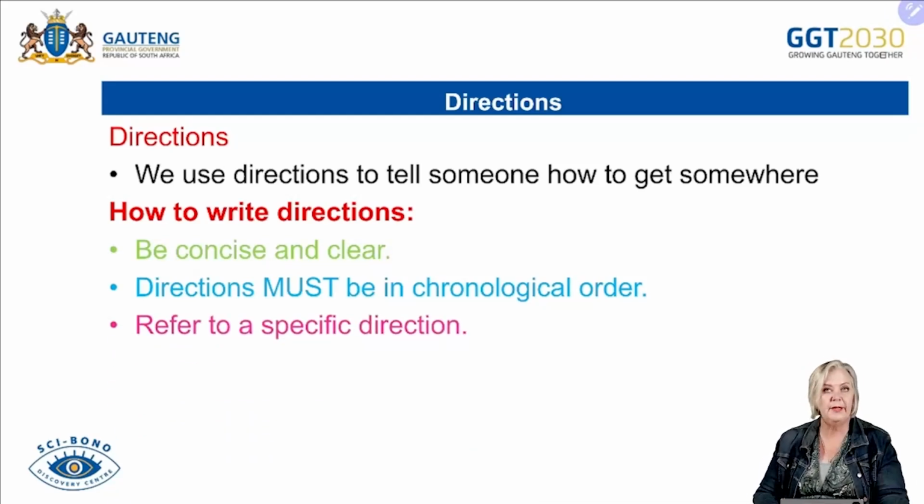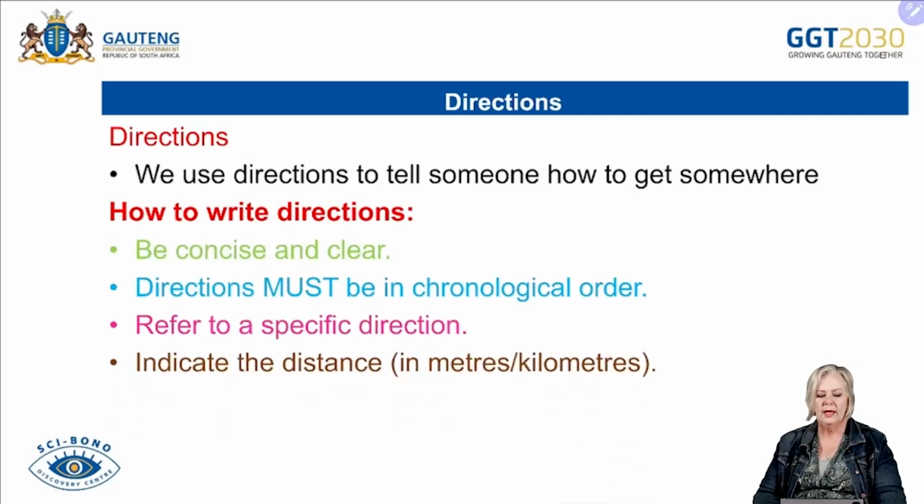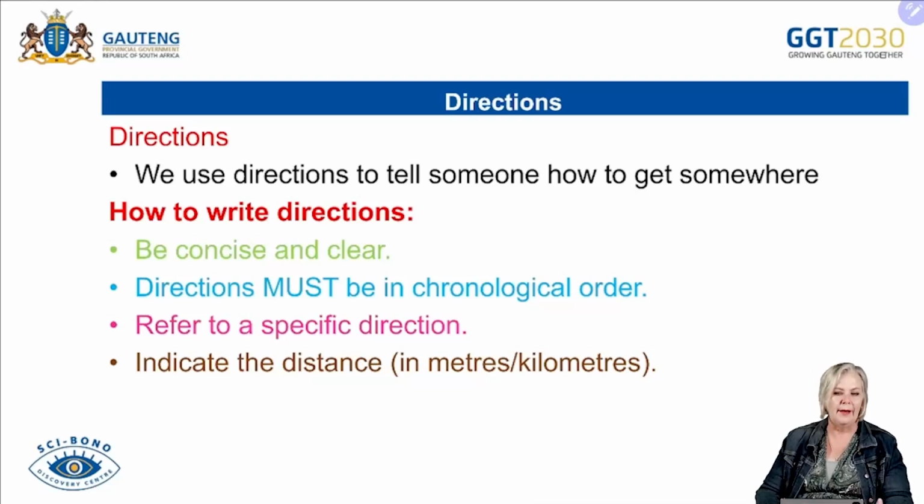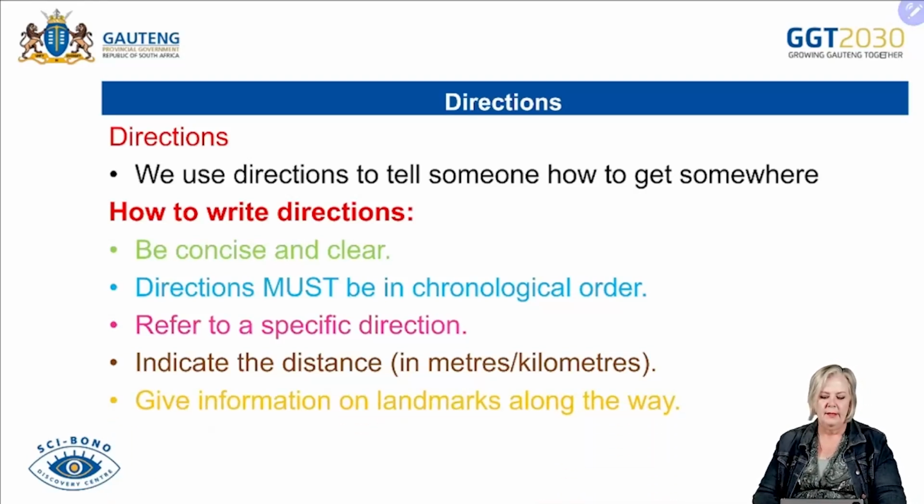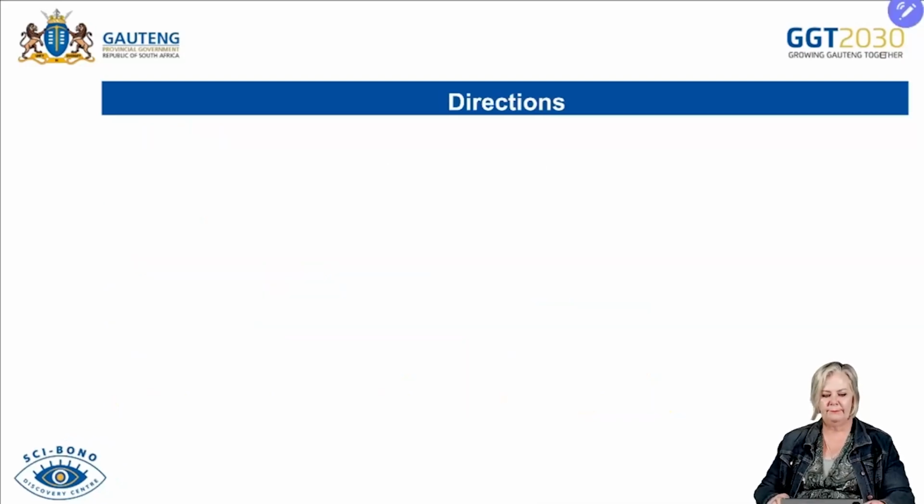Refer to a specific direction. Indicate the distance in meters or kilometers. So you might say 200 meters from the last traffic light, you are going to turn left. Give information on landmarks along the way. What is a landmark? That might refer to a petrol station. It might refer to a church or a distinct building in that specific area.